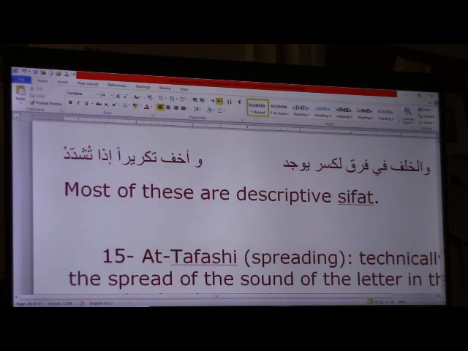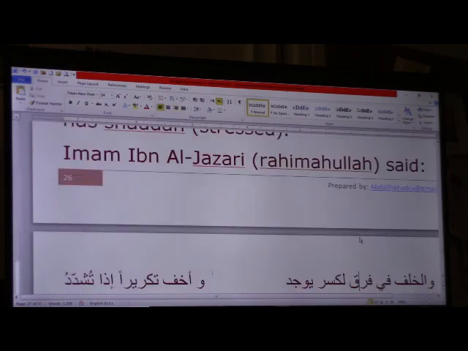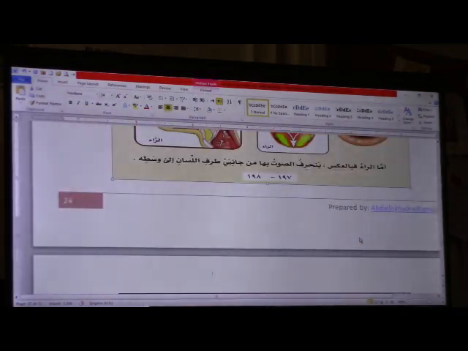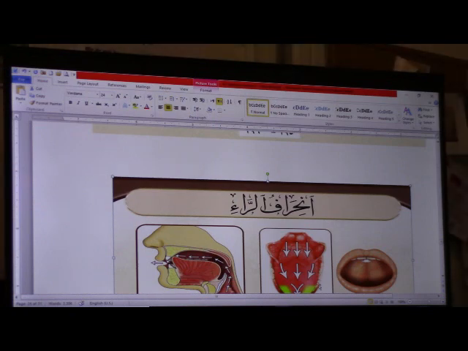Where's the other picture? Oh, let's get the other picture again here also. Let's get the other picture that has the inhiraf of the ra. See here? Let's take it again here. Copy.